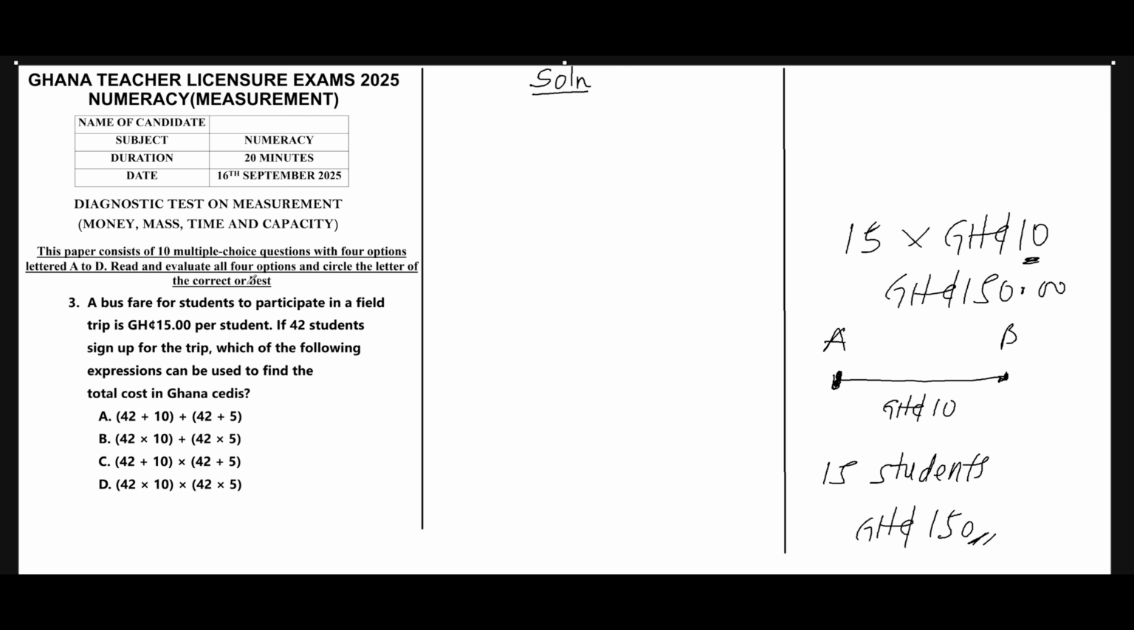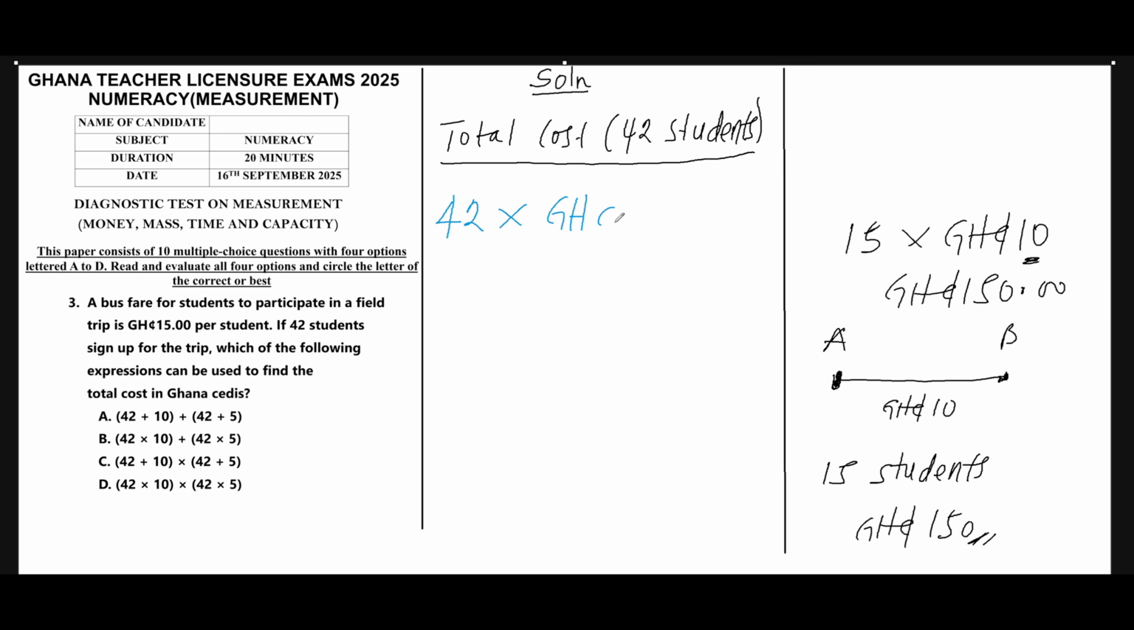This time, the cost per head is 15 cedis, and then we have 42 students. So what will be the total cost for the 42 students? As we saw in this example, we just have to multiply the total number of students, in this case 42, by the cost per head. The cost per head is 15 cedis.